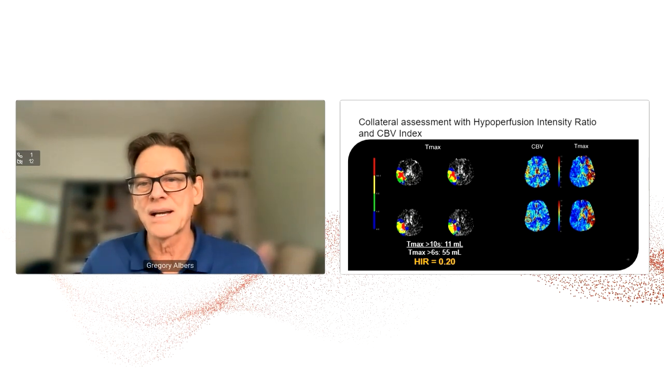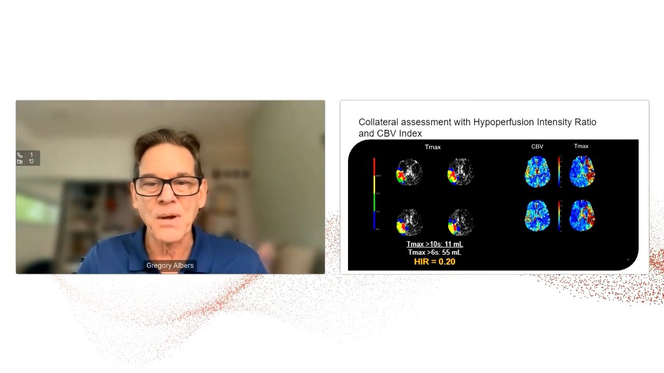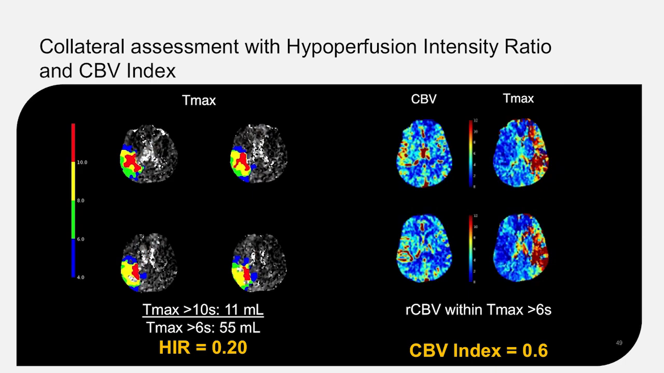Another measure, a complementary measure of collaterals, is what's called the CBV Index. And that's shown here on the right. What we're looking at is the amount of blood volume that is present within that Tmax 6 area, the area that was green on the mismatch map. We look specifically there and ask, is the blood volume preserved? If the blood volume was preserved, that would be 100%. So that would be our CBV index of 1.0.